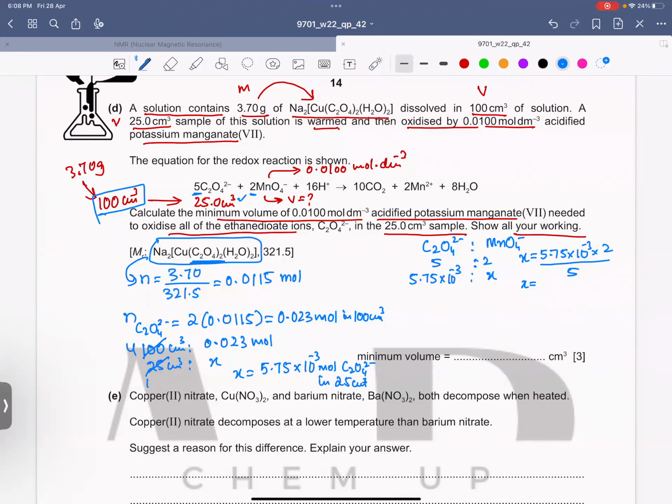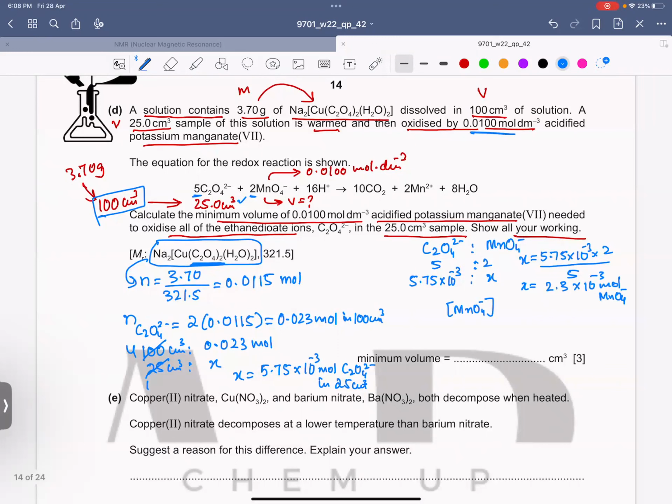Okay. Yes. Sir, 2.3 exponent minus 3. 2.3 exponent minus 3. These are the moles of what? Manganate ions, right? And we know the concentration of manganate ions, which is provided over here: 0.0100 mole per dm cube. So the formula is concentration equals moles over volume. So if I have to find the volume, then volume is equal to moles upon concentration. Moles are 2.3 exponent minus 3 divided by concentration, that is 0.01.